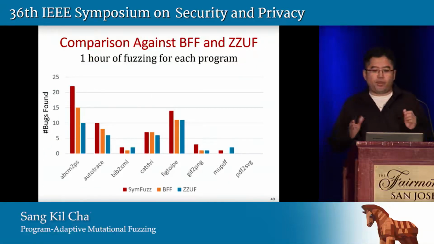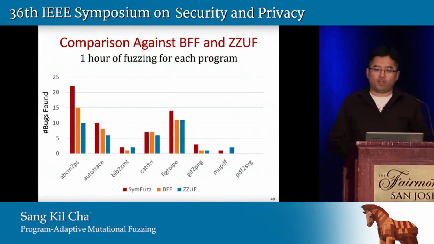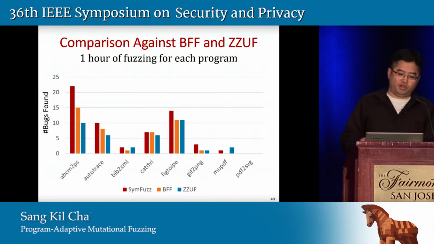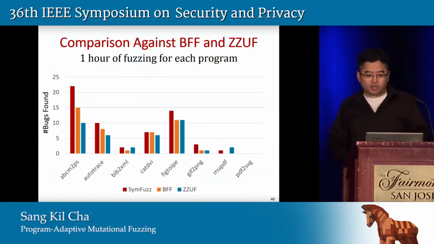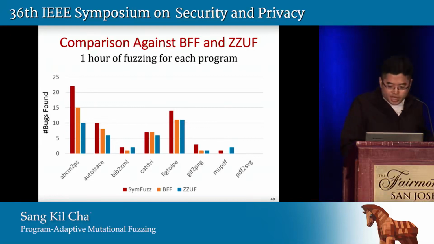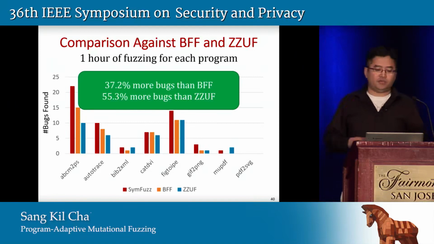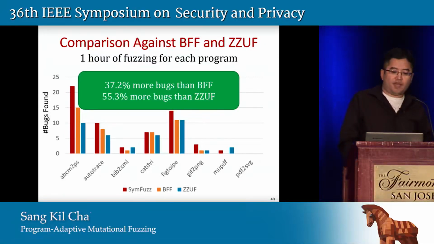Now we're going to compare our system against BFF and ZZUF, which are famous mutational fuzzers. We ran fuzzing for 1 hour on each of the programs and computed the number of bugs found. The red bar here represents SimFuzz, and as you can see, it prevails over other fuzzers in most cases. In total, SimFuzz found 37.2% more bugs than BFF and 55.3% more bugs than ZZUF.